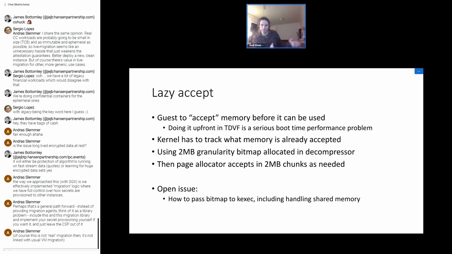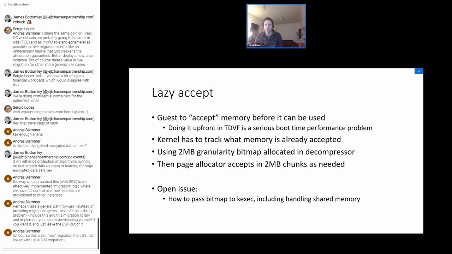A small part of the memory comes out of the UEFI firmware, which is already accepted. But in the memory map, most of the memory is actually not accepted. Then in the decompressor, we accept the memory that we need. We're doing this at a 2 megabyte granularity, so we are always accepting a 2 megabyte range. And we are maintaining a bitmap, which is also at 2 megabyte granularity. Every time we accept something, we set it in the bitmap, and this bitmap is then passed on from the decompressor through the boot protocol to the main kernel, and so on.